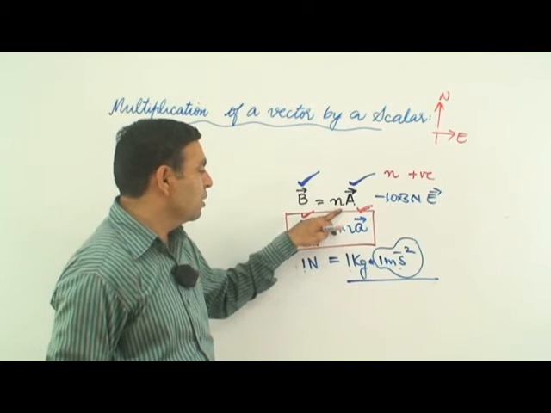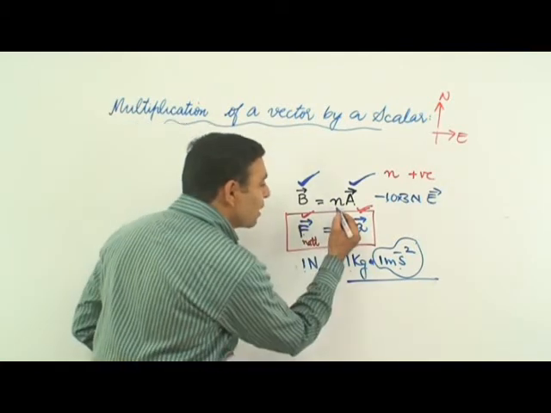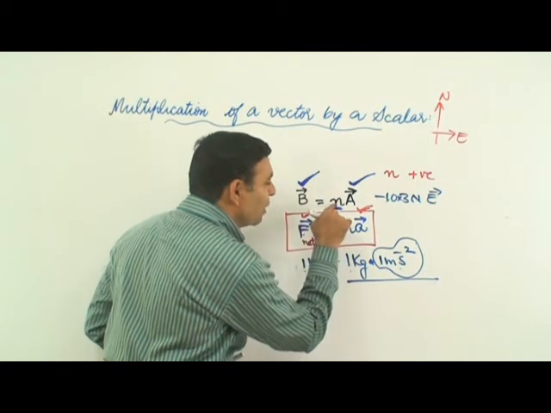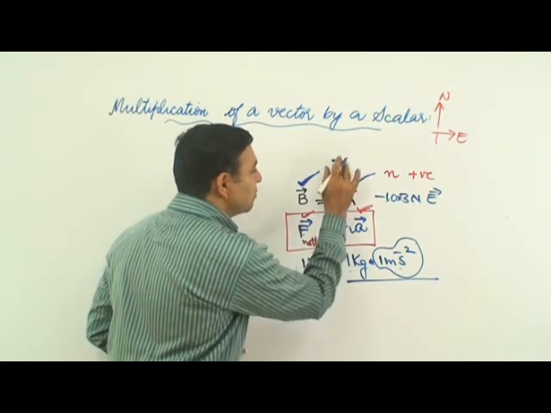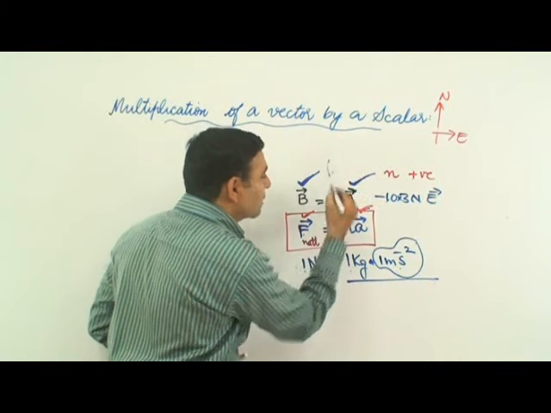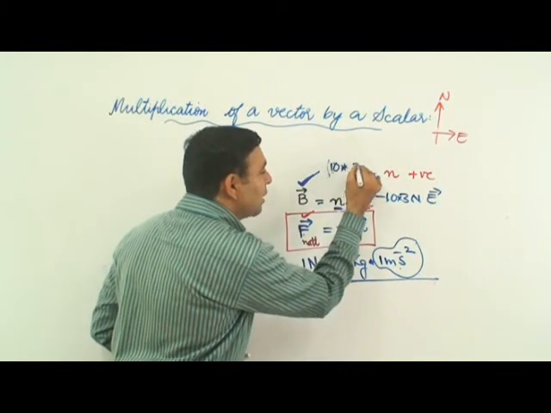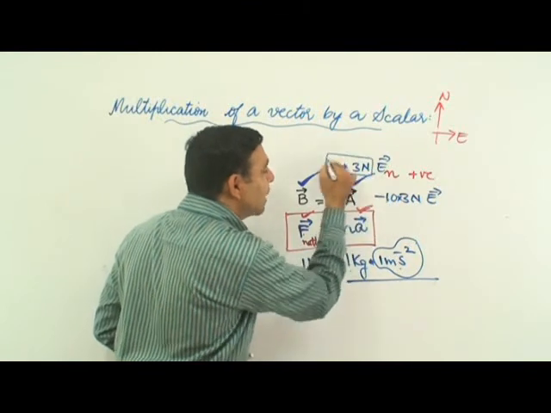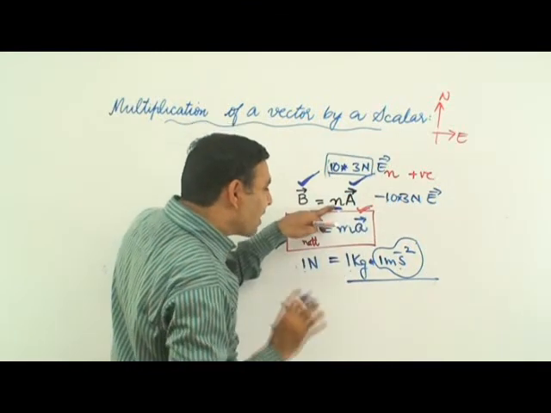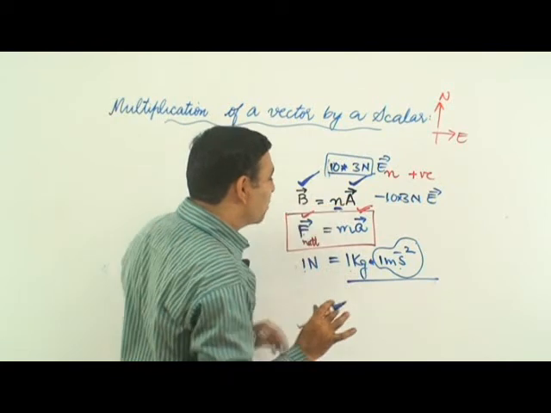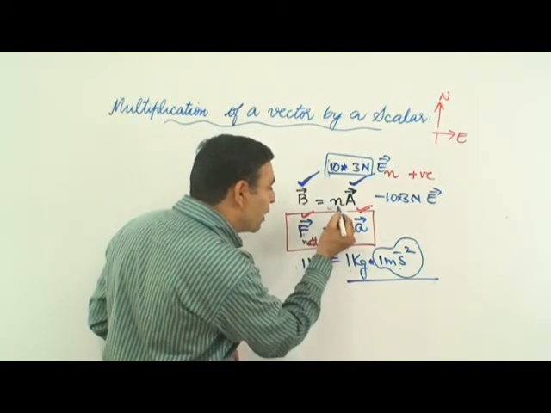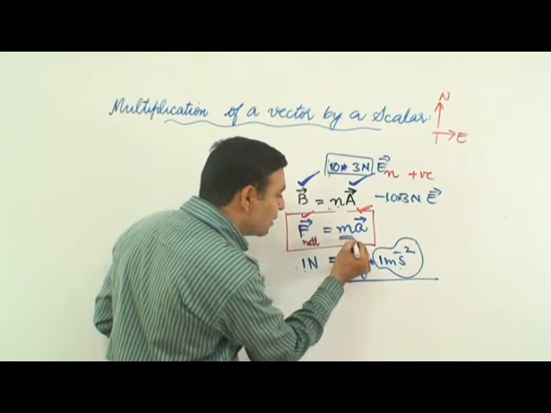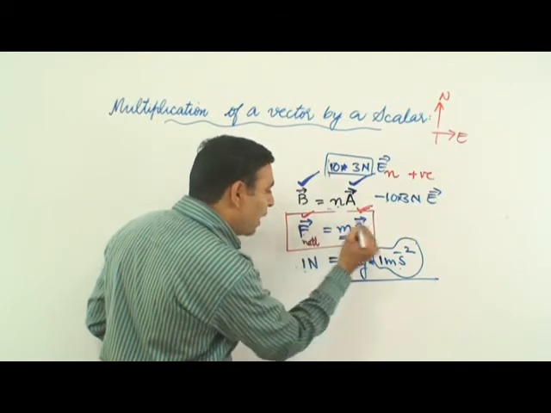And if this n is just a number without any unit, just like say 3 or say 10, then 10 into 3 Newton towards east, I'll get another vector whose unit will be the same. That means if n does not have a unit, a and b will have the same unit. But if n has a unit, then a and b will have different units. Over here mass has a unit, therefore force and acceleration, two vectors, will have different units.